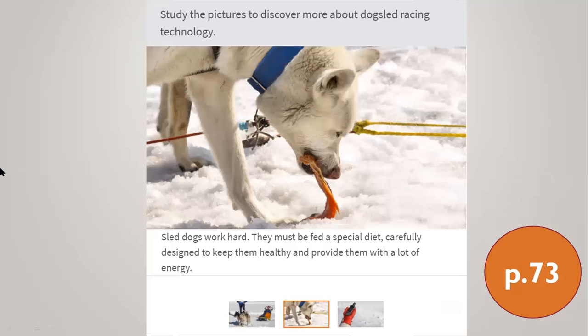Here, they should also make a good diet, give the dogs good food as they are working hard, a diet full of proteins and carbohydrates to give them energy so they can work hard and pull the sleds.